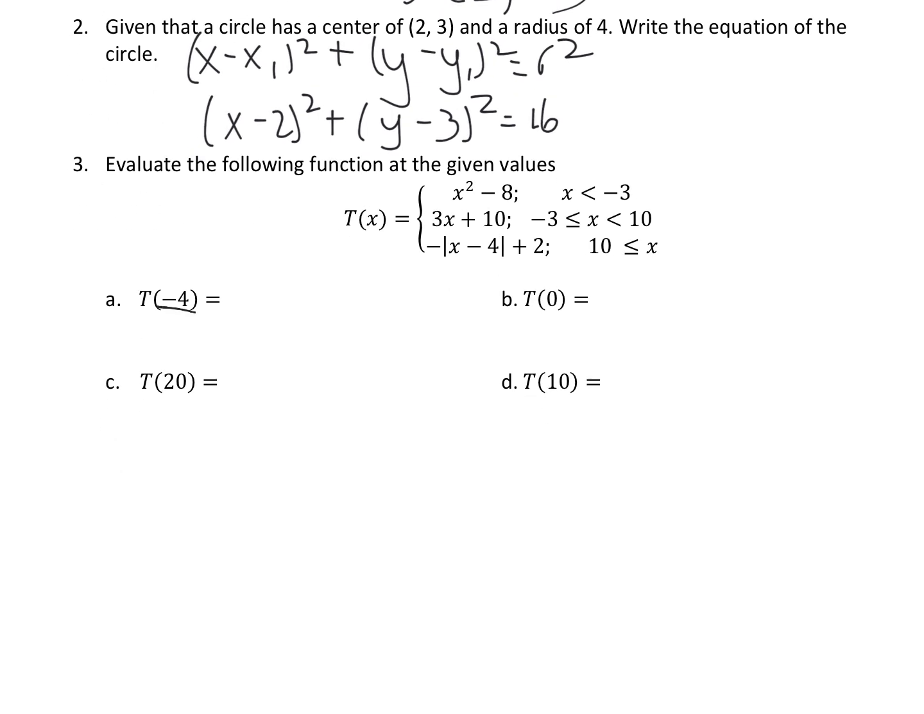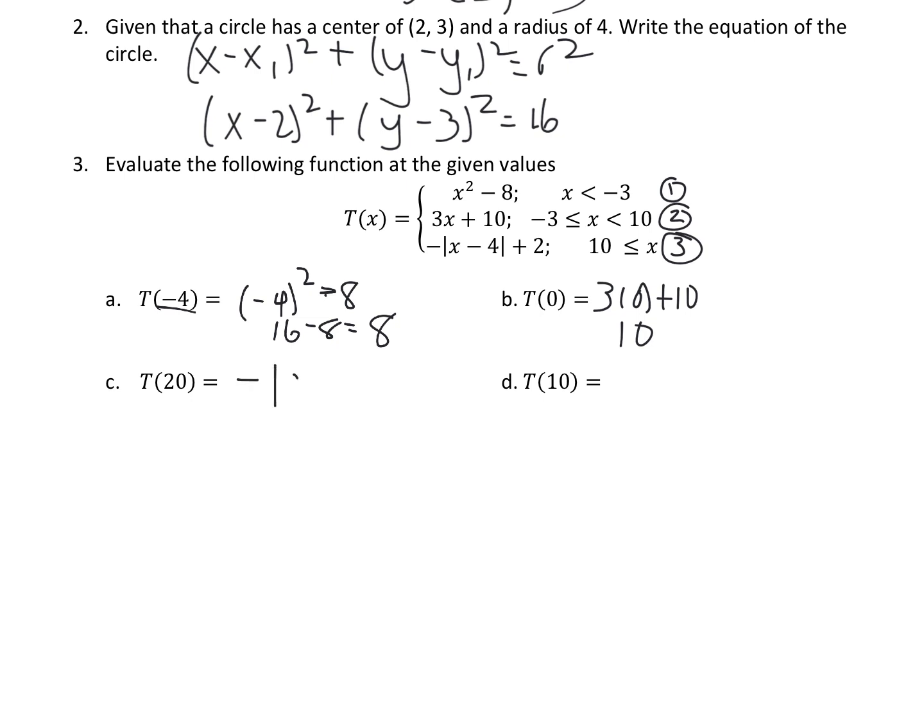Piecewise function. So again, we're just substituting in a value. Just want to make sure we know which three functions we are talking about. So function 1, x is less than -3, so plug that in. -4 squared minus 8. 16 minus 8 is 8. T of 0, that fits into the second function. T of 20, x has to be greater than 10, so negative absolute value of 20 minus 4. So absolute value is 16. So nothing special here, but minus 16 plus 2, so that's minus 14.